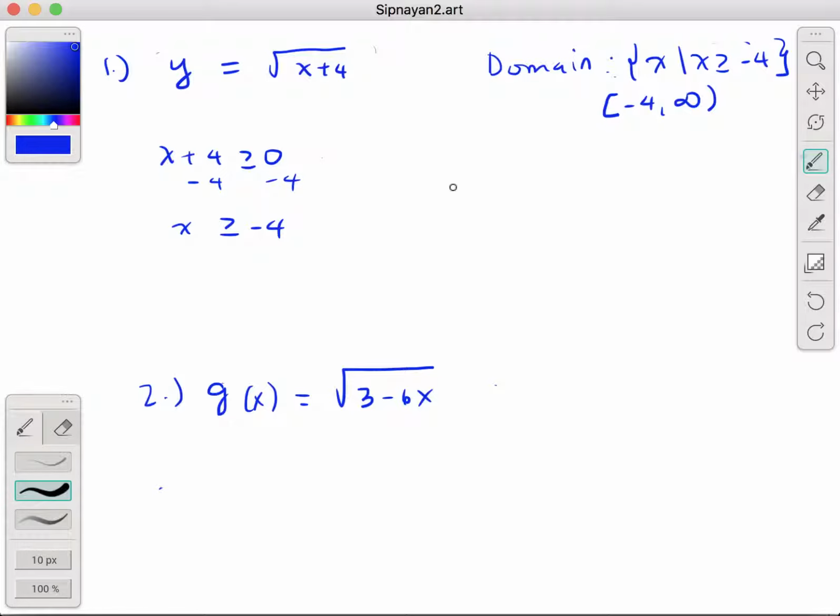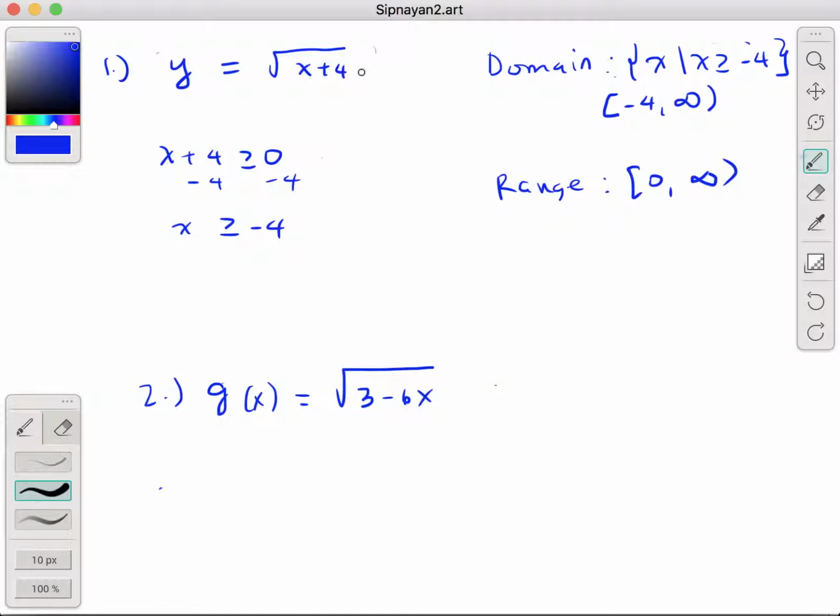Now, for the range, sabi natin, yung expression sa loob must be greater than or equal to 0. Ibig sabihin, yung pinakamaliit na value nito ay 0. When x is negative 4, negative 4 plus 4 is 0. Ito yung pinakamaliit na value ng domain. And the square root of 0 is 0. Meaning, yung pinakamaliit na value ng range mo is 0, up to, pataas na siya kasi pag nilakihan mo na negative 3, 2, or 0, or 100, positive na rin yung range mo.